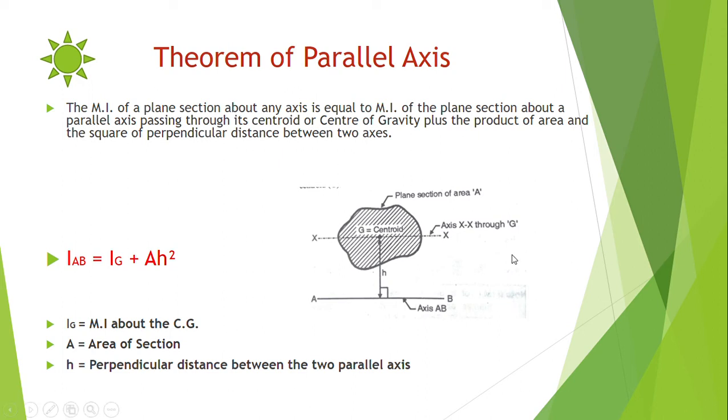It means what? If you have to calculate the moment of inertia of this point or this particle about this axis or from this distance, we have to calculate the moment of inertia itself about its CG, plus the area of this particle and the square of the distance between these two axes.